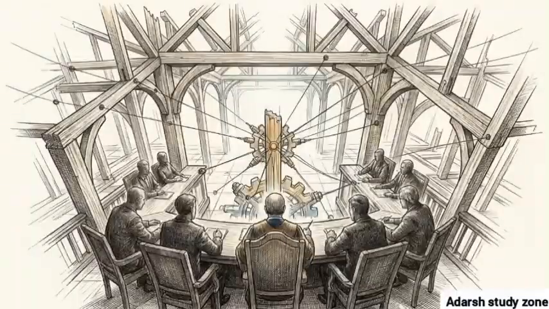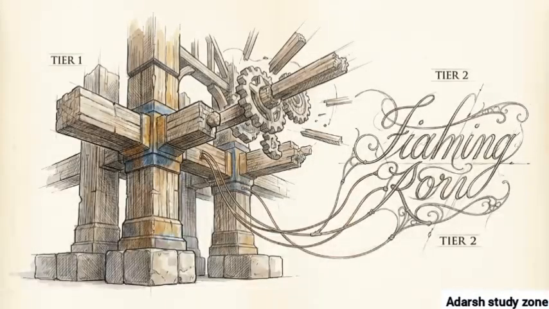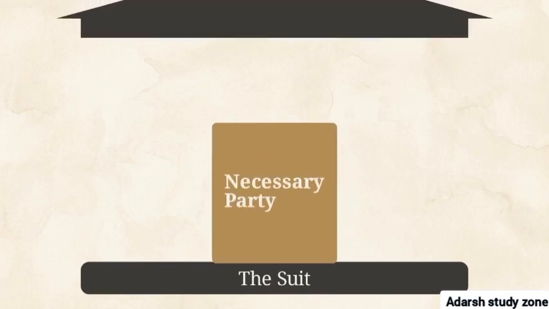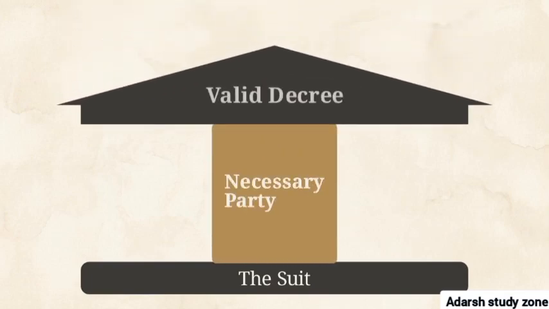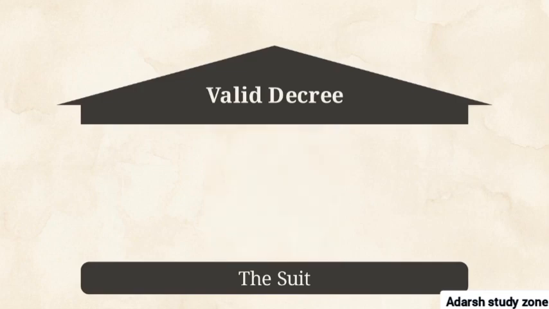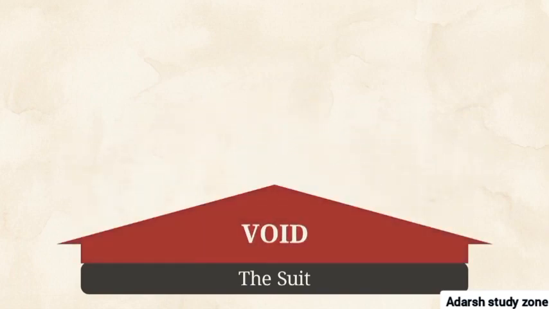Once the parties are joined, the court evaluates them. It does not view all participants as having the same structural importance. The legal system categorizes these individuals into two distinct tiers of weight and necessity. The highest tier of legal importance is the necessary party. This is an entity whose presence in the suit is required for the court to pass a valid decree. In a dispute over property title ownership, the actual registered owner is a necessary party. In the absence of this core entity, the court cannot issue a judgment that is legally binding or executable.